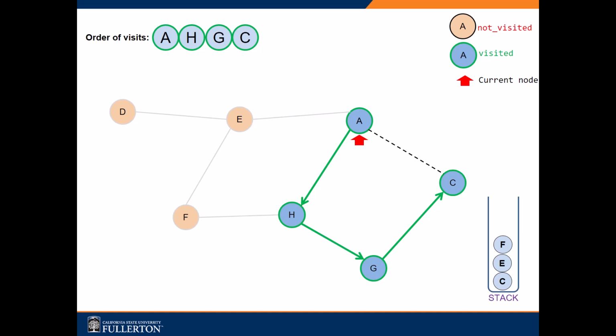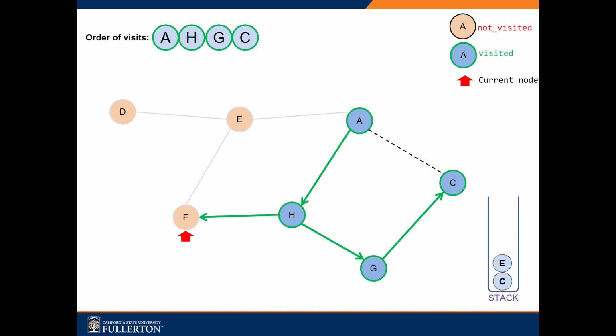The edge between C and A that connects the current node with the node that was previously visited is called a back edge and indicates the presence of a loop. In fact, one of the applications of depth-first search is to detect loops in a graph.